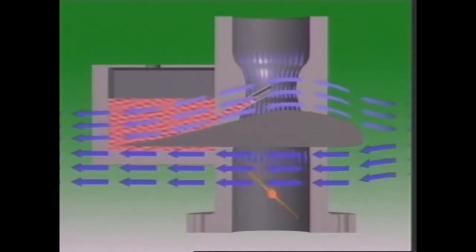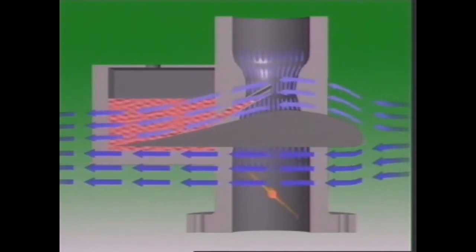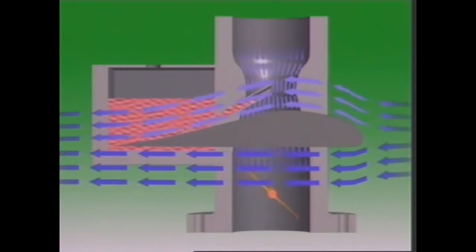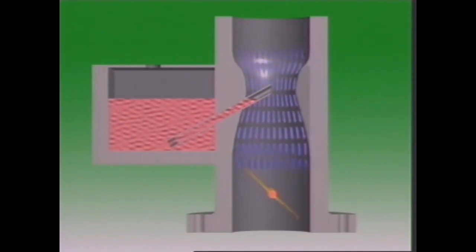A similar effect occurs around the wings of aircraft. The shape of the wing section speeds up the airflow over the top of the wing and creates a low pressure area there, lower than the atmospheric pressure below. The result is an upward force that provides lift for the aircraft. The shape of the venturi is designed to apply the same principle.